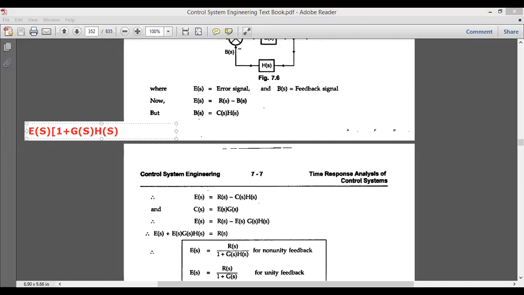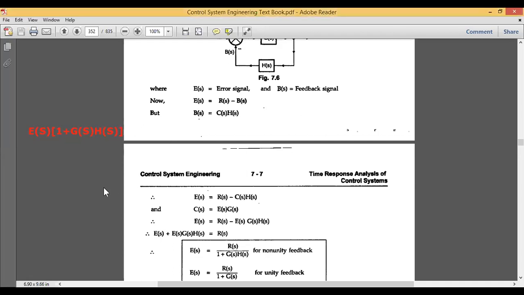If I take E of S as common, then R of S will remain as it is. Therefore, if I keep E of S on the left side itself, the whole block of 1 plus G of S into H of S will move into the denominator of R of S.